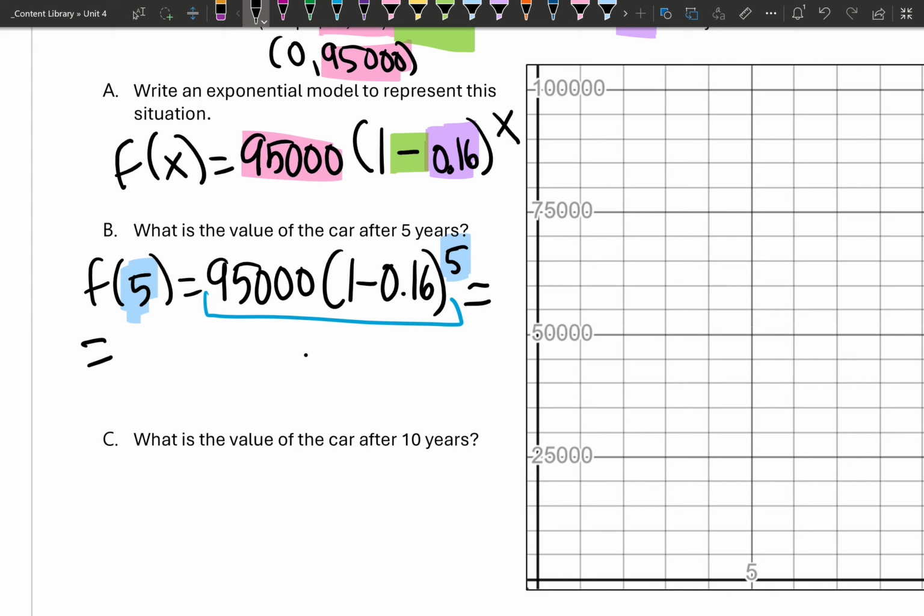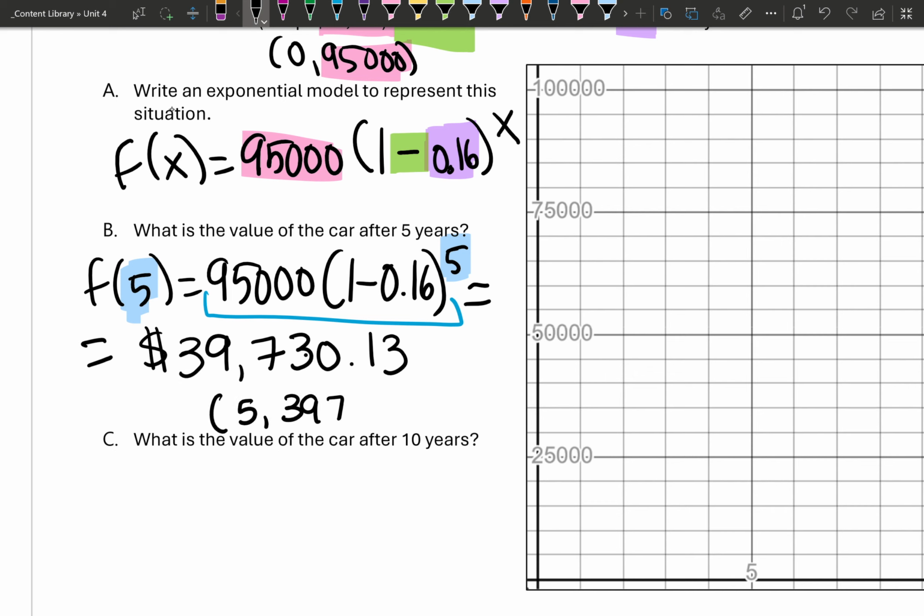When I plug this into my calculator, I get, now you ready for this? The value of a Tesla after 5 years is going to be $39,730.13. Yeah. So we got this point to graph. Of course, we're going to estimate with the decimal point. Let's find another point by plugging in 10.